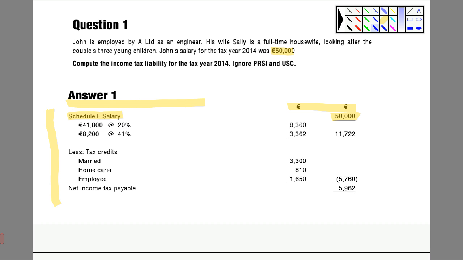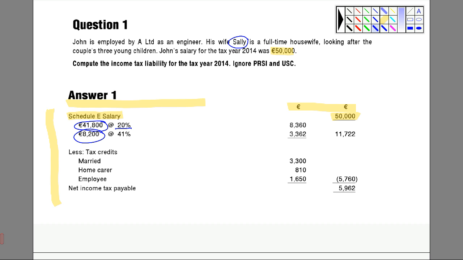In other words, the bands for a married couple under joint assessment. What does that mean? That basically means one computation. We should know, or we could know from our tables, that the basic 20% band is 41.8. We'll get that information from our tables. Now, Sally doesn't have any income. She's a full-time housewife. Therefore, there's no need for us to consider any increase to the band. So we simply take 41.8, multiply it by our 20%, get the 8360, and obviously the balance from the 50k is at 41%.